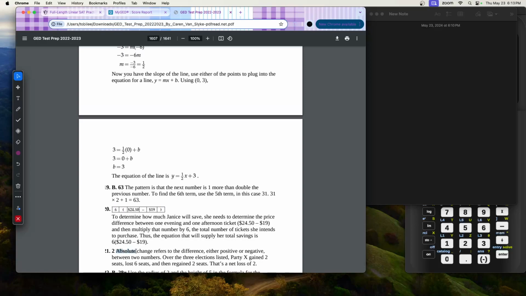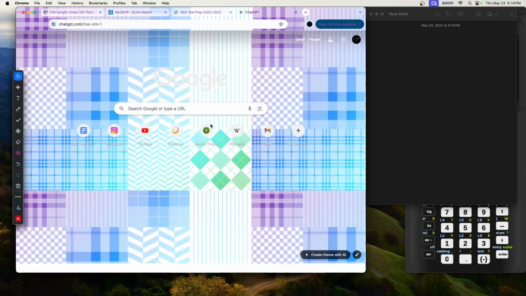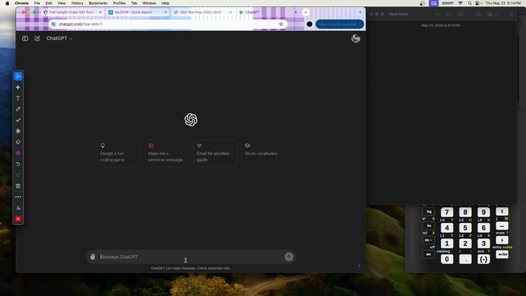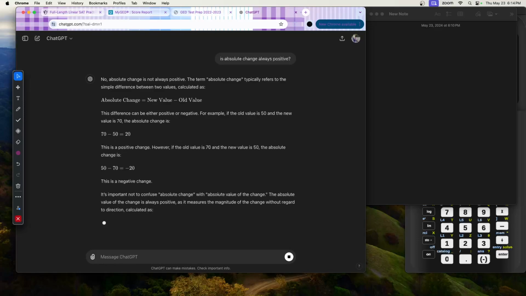Absolute change means positive? I didn't know that. Nice one. You would have gotten this one, not me. That's crazy. Absolute change? I've never heard of that phrase before. Why is it not negative? That's so frustrating. They're using some non-traditional math terms. Right? ChatGPT agrees with me. Unfortunate.